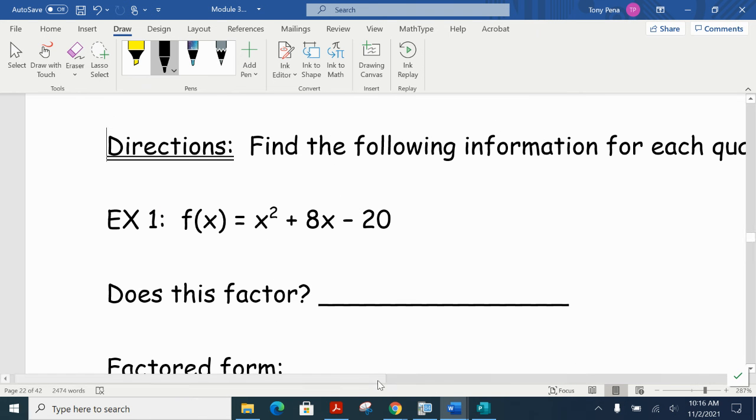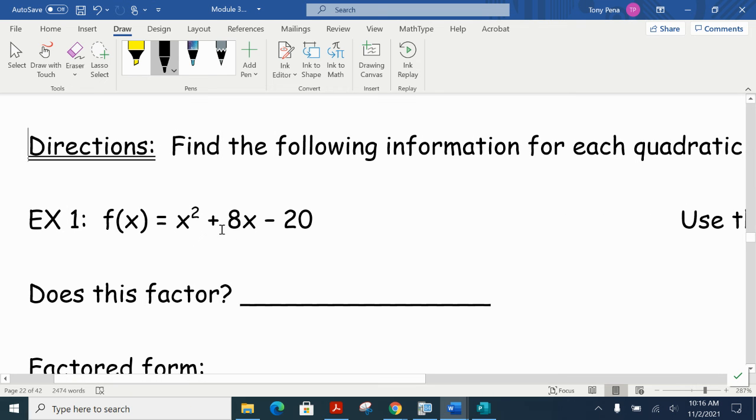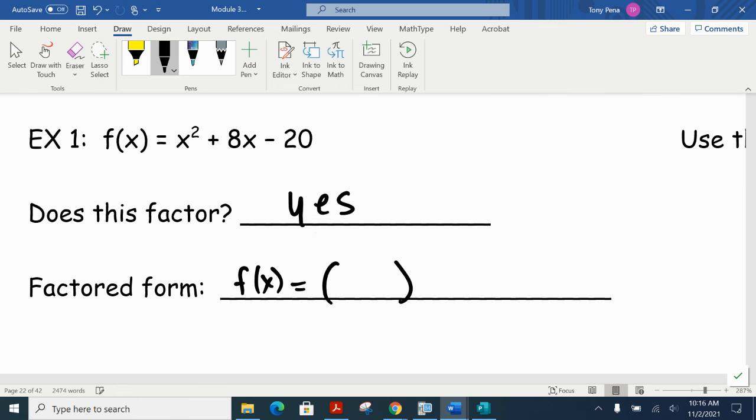All right, the next one here. This is just saying for the first one, factor this. So first of all, does that factor? I will let you know it does. So now factor it. So the second one, go ahead and factor that out. So if I ask you to factor this, go ahead and do that.